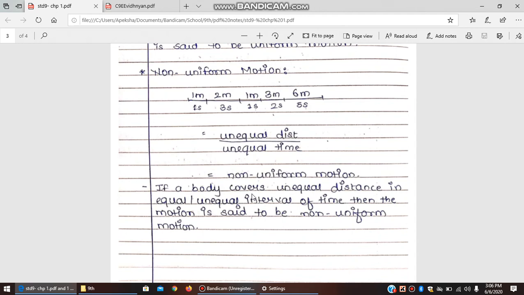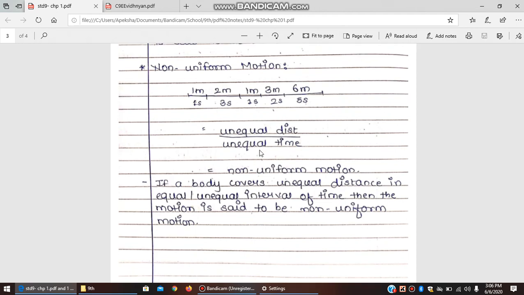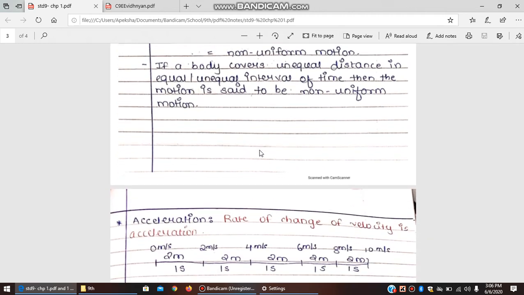So यूनिफॉर्म एंड नॉन यूनिफॉर्म में सिर्फ इतना ही डिफरेंस है कि यूनिफॉर्म मोशन में हम डिस्टेंसेस इक्वल कवर करते हैं इन इक्वल इंटरवल ऑफ टाइम. नॉन यूनिफॉर्म में अनइक्वल डिस्टेंस कवर होता है इन इक्वल और अनइक्वल टाइम.